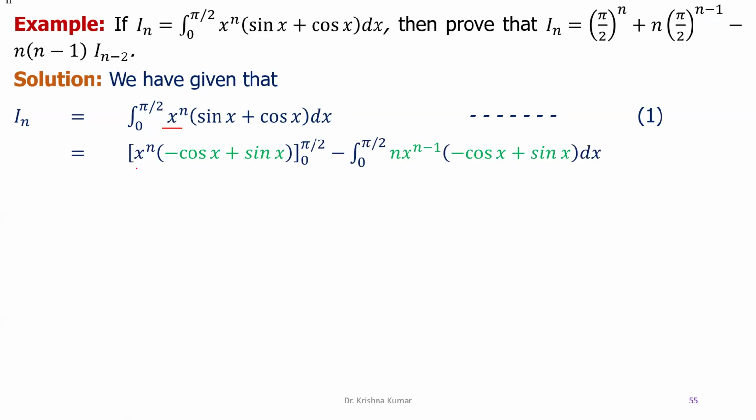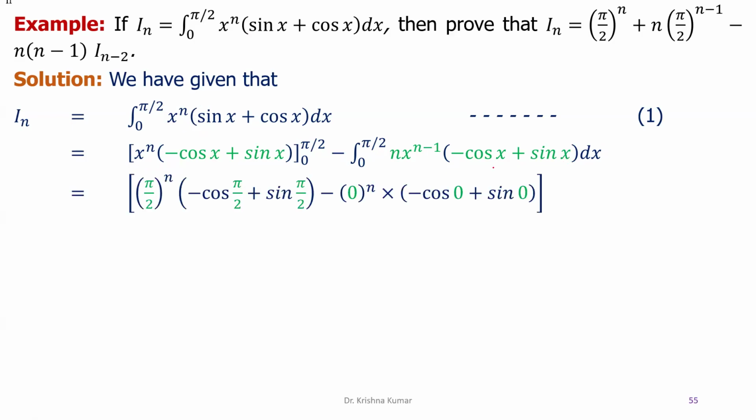First function x to the power n, integration of sin x plus cos x is minus cos x plus sin x, under the limit 0 to pi by 2, minus the integration under the limit 0 to pi by 2 of the derivative of x to the power n, which is n into x to the power n minus 1, times the integration of sin x plus cos x, which is minus cos x plus sin x, with respect to x.